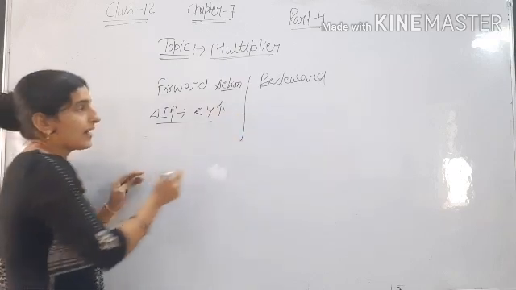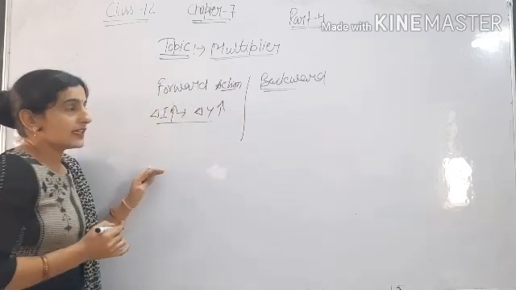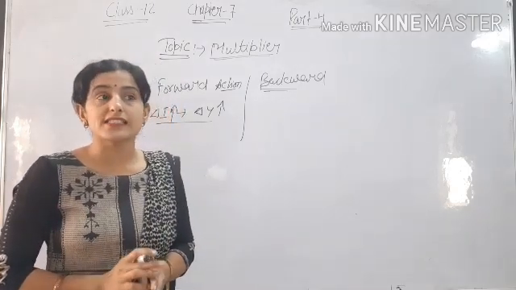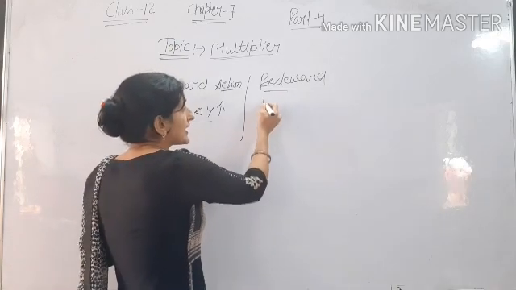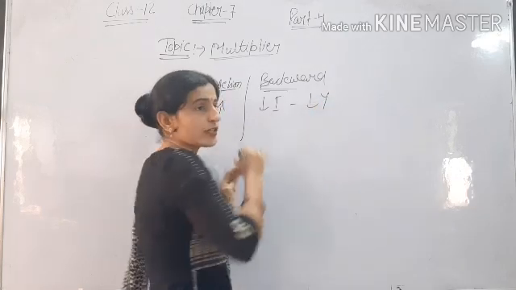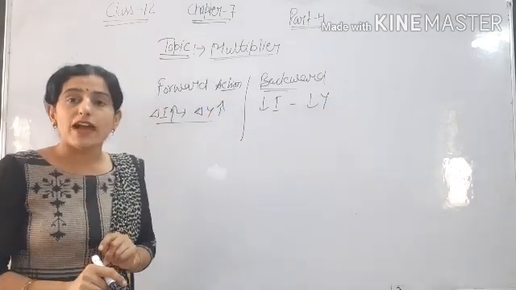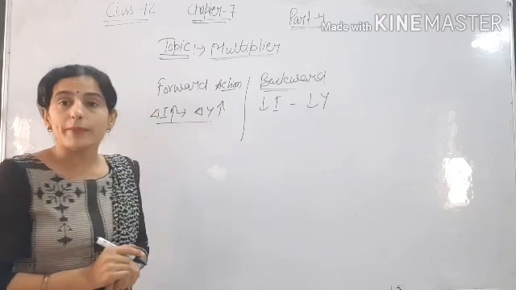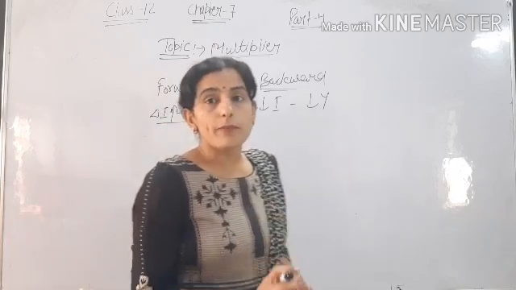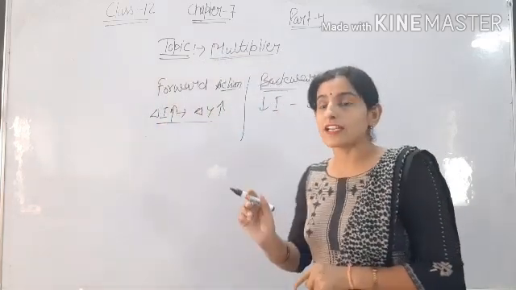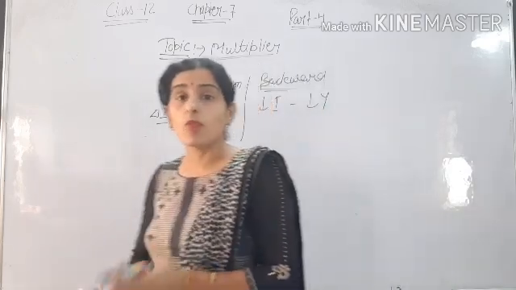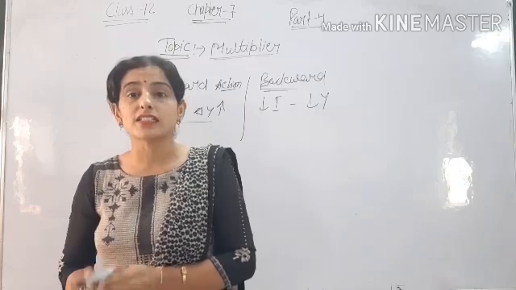Backward direction means that when people start saving more and investment is less in the economy, due to the decrease in investment there is a decrease in income in the economy. That is the backward action of the multiplier. So the multiplier works in backward action due to a decrease in investment in the economy. It means people are saving more income and investment is less in the economy.